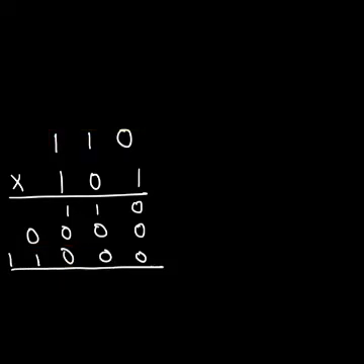Now let's add up these 3 rows. So this is going to be 0. 1 plus 0 plus 0, that's 1. So this is going to be the same. And then 0 plus 1 is 1. And then this is 1.